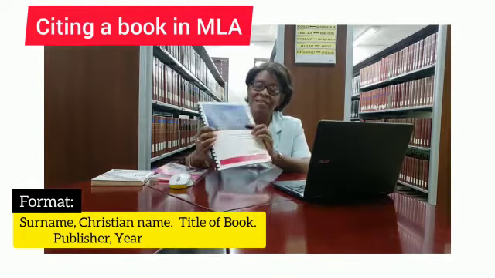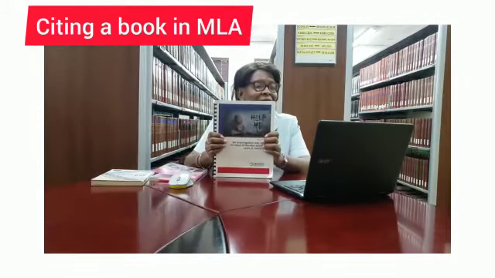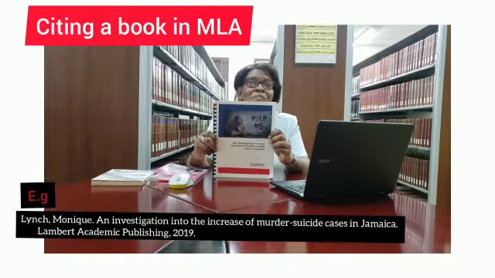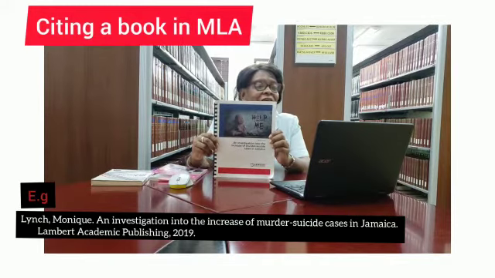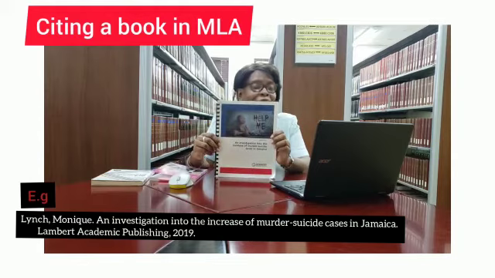So let's look at the practical example. Here is a book by Monique Lynch. So we begin with Lynch, comma, Monique, full stop. The title, An Investigation into the Increase of Murder-Suicide Cases in Jamaica, full stop. The publisher, Lambert Academic Publishing, comma, followed by the year 2019, full stop.